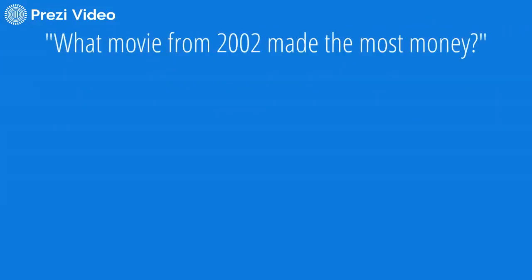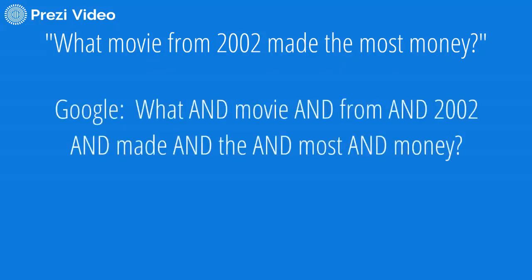So let's go back to our original search query. What movie from 2002 made the most money? Well, if you typed it into Google, behind the scenes, if you add the invisible operators, Google is searching for each of these words individually, and it has put and in between each and every one of them. That's not a very precise way to look for information, especially since we already know what the three keywords are.